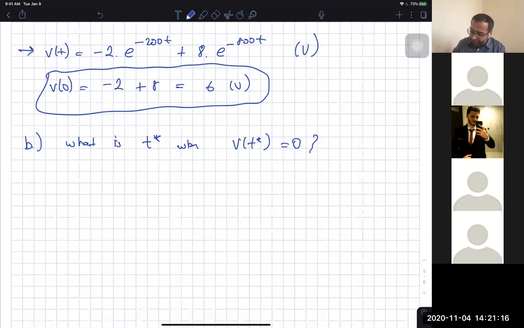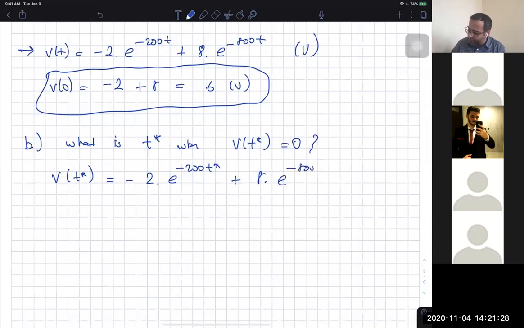So I will say V of t star plus 8 times e to the minus 800 t star is equal to 0. So I just need to calculate that t star. I think that should be the answer, and we can compare our results with the results I have here. Is it clear for everyone? It's not asking the time of maximum or minimum. It's just asking the time when it becomes 0. So I can just equate it to 0 and calculate that time very easily.